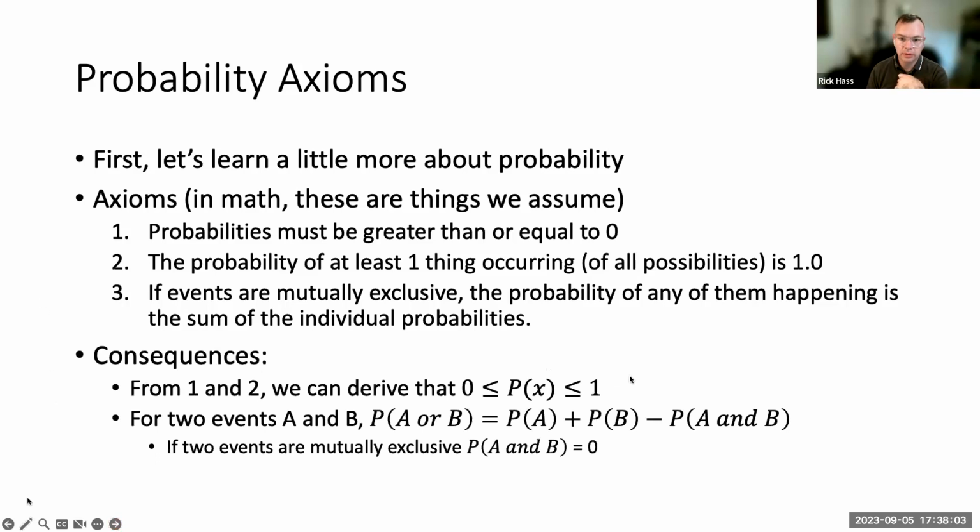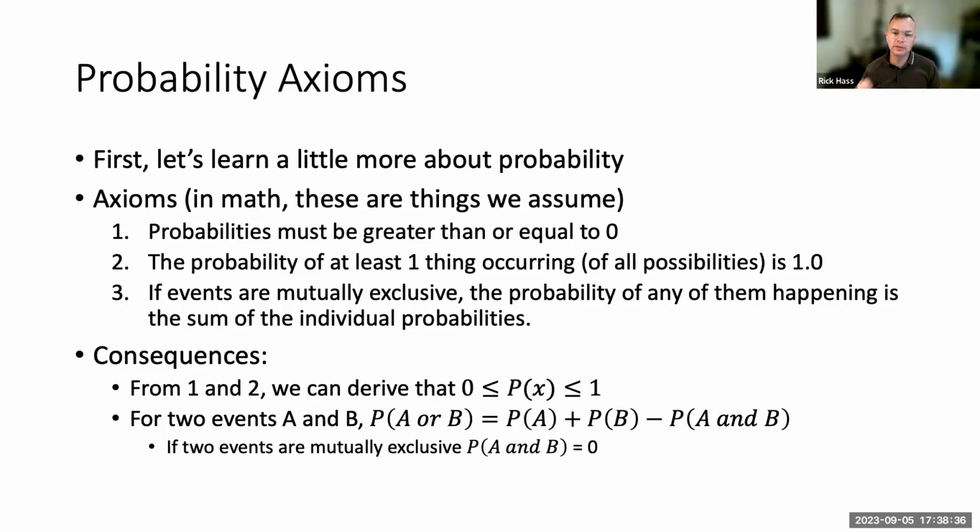Now, we talked about the fact that from the first two axioms we can derive that probability, which is almost always going to be denoted by either a capital P or lowercase p. And we usually give X as our random variable. Sometimes we use events, as we do down here. We can derive that probabilities are between 0 and 1. The next part is really helpful.